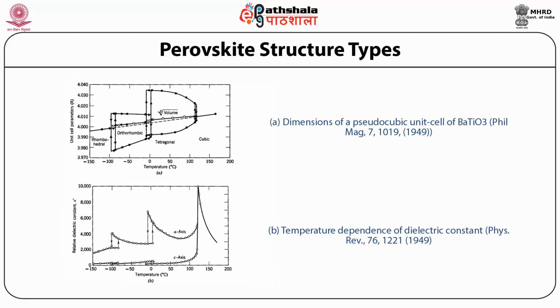The next example is the temperature dependence of the dielectric constant. The figure shown on the bottom left corner shows the variation of relative dielectric constant with temperature. Students, one can see that the dielectric constant drastically increases or varies at a particular range of temperatures. The points where we see the sharp variation correspond to phase changes from one phase to another.